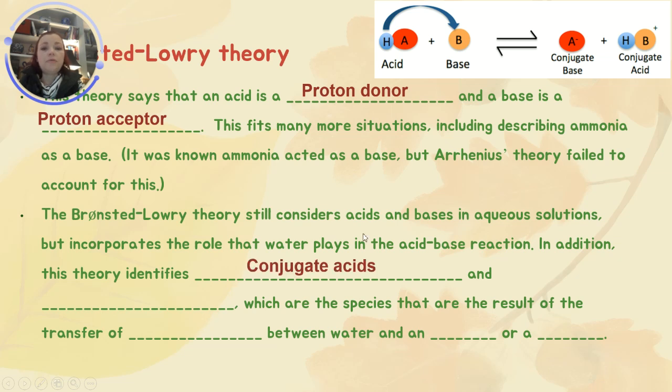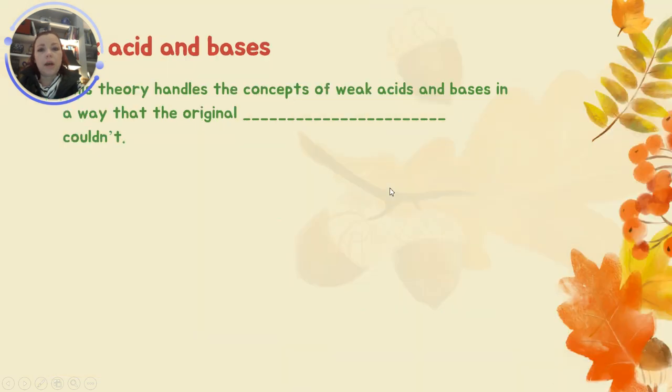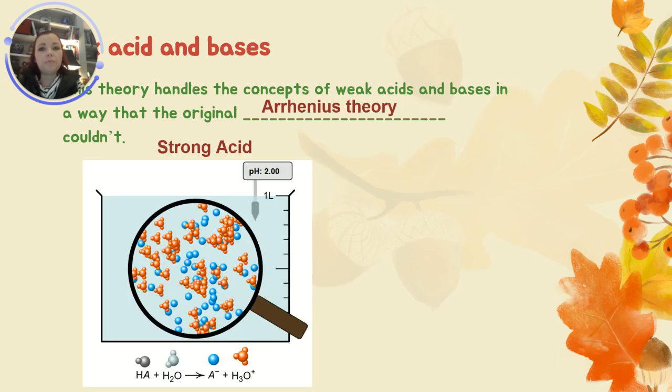So this identifies conjugate acids and bases, which are the species that are the result of the transfer of the hydrogen ions between water and an acid or a base. The other thing that's useful about the Bronsted-Lowry theory is that you can talk about the role that water itself plays in the acid-base properties. And we're going to look at that here. This theory handles the concept of weak acids and bases in a way that the original Arrhenius theory couldn't. And that's where water really comes in.